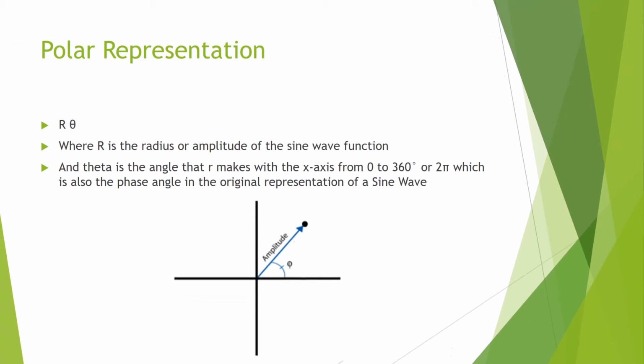The polar representation of a sine wave is in the form r∠θ, where r is the radius or amplitude of the sine wave function, and θ is the angle that r makes with the x-axis from 0 to 360 degrees, or 2π, which is also the phase angle in the original representation of a sine wave, as can be seen from the diagram below.